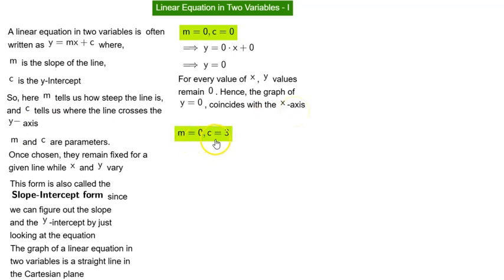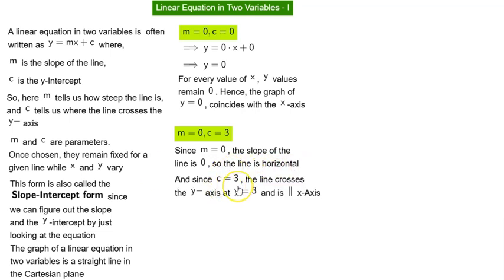When m is equal to 0 and c is some number other than 0, for example, let's say c is equal to 3. Since m is equal to 0, the slope of the line is 0. So the line is horizontal. And since c is equal to 3, the line crosses the y-axis at y equal to 3, which means it is parallel to the x-axis.